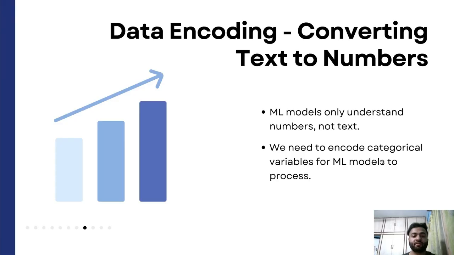Machine learning models work with numerical data, not text. To process categories like red, green, and blue, we need to convert them into a numerical format using appropriate encoding techniques. This transformation enables the model to analyze the data effectively and derive meaningful insights, ensuring accurate and reliable predictions.